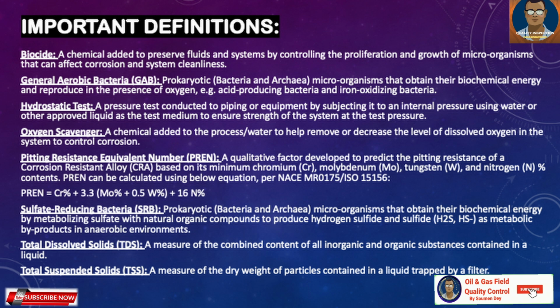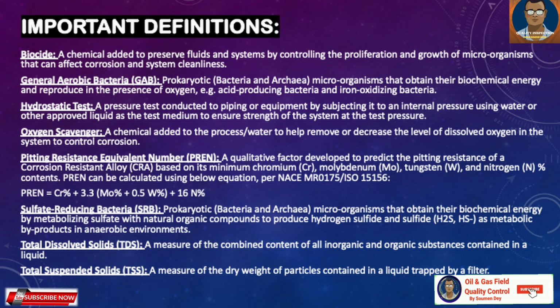Oxygen scavenger: a chemical added to the process or water to help remove or decrease the level of dissolved oxygen in the system to control corrosion. If we reduce the dissolved oxygen, then this type of general aerobic bacteria, GAB, cannot live and cannot produce any acid. So more oxygen means more corrosion, and we need to control the dissolved oxygen by adding this type of chemical. Generally, if the water is in contact for more than 14 days, or we keep the water in the system for more than 30 days, we have to add this oxygen scavenger and biocides.